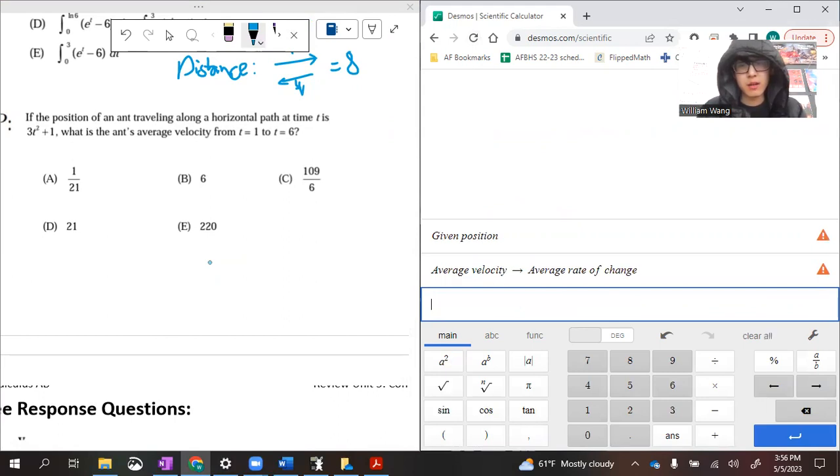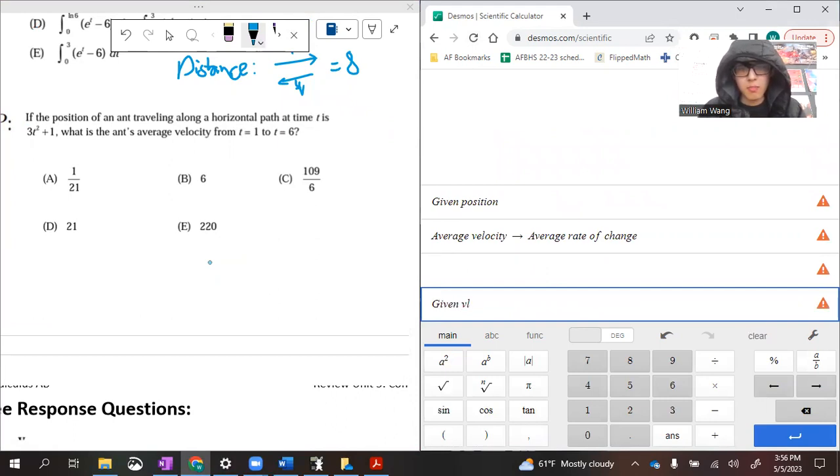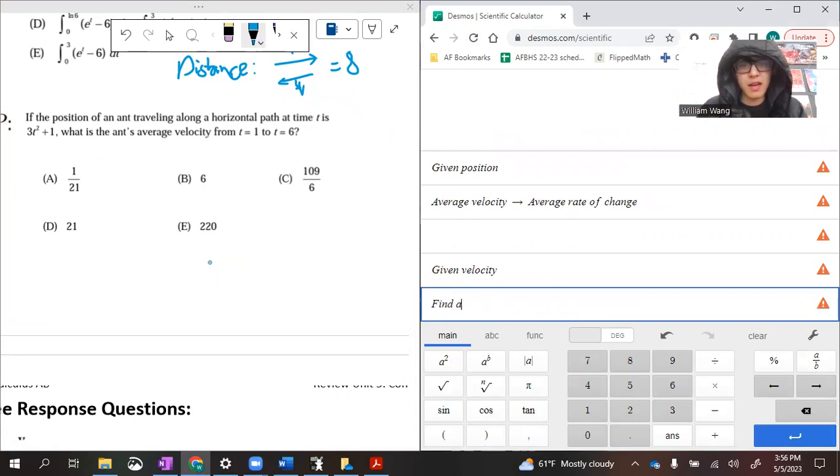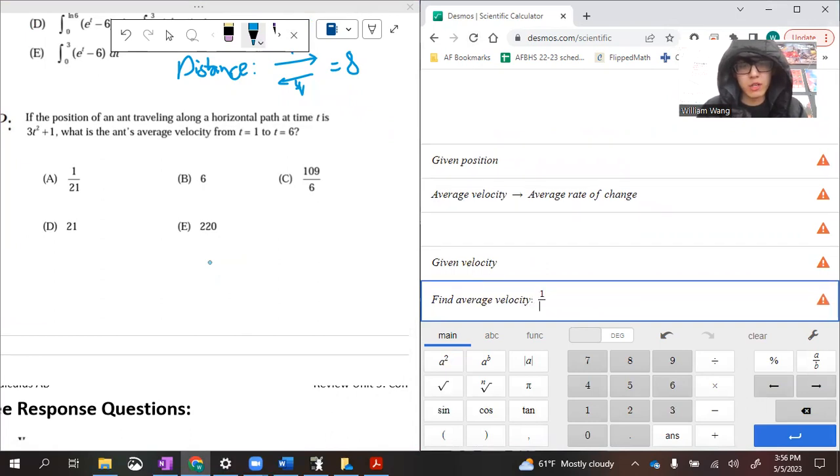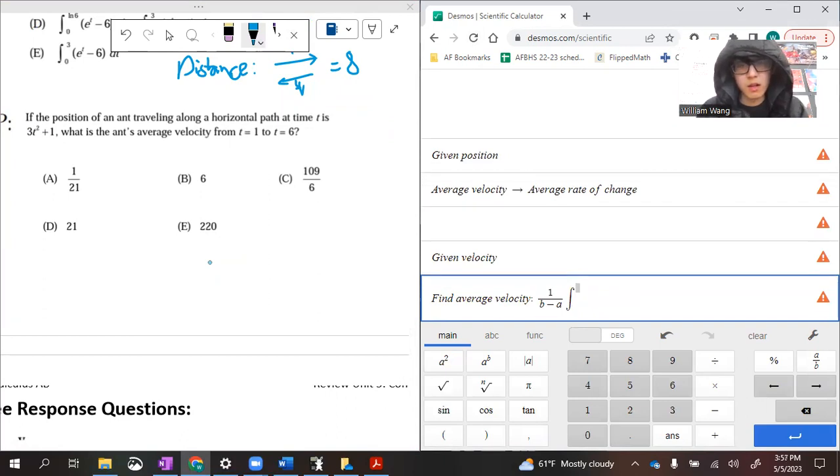All right, so here's something I want to clarify. If I was given my velocity function and I want to find average velocity, I would do my one equation, which is 1 over b minus a times the integral from a to b of f of x or f of t dt. Right, that's my average value of a function equation.